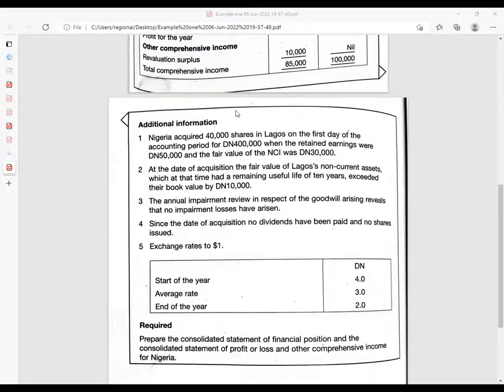Haya, so tuanze na hii straight away sasa tunamaliza. Nigeria acquired, already have been able to take care of this. Let's take care of number 2.